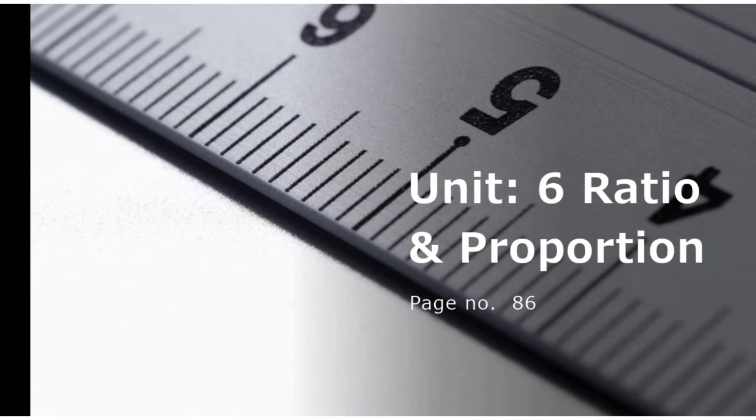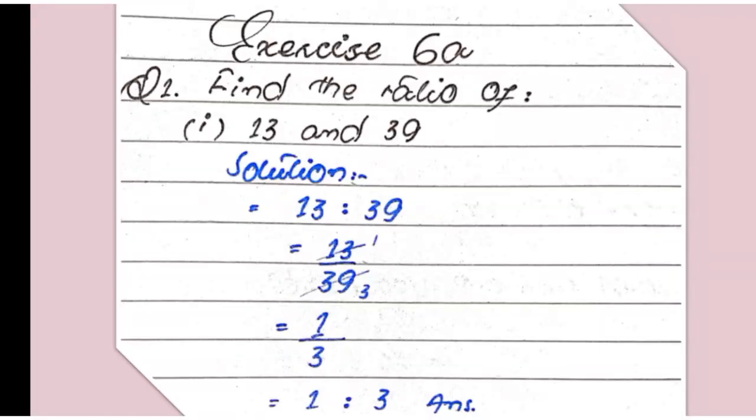It's on page number 86. Now before moving to the exercise, you should know what the ratio is. Ratio is nothing but a relationship between two quantities, normally expressed as the quotient of one divided by the other, as you can see in this exercise. Find the ratio of 13 and 39.